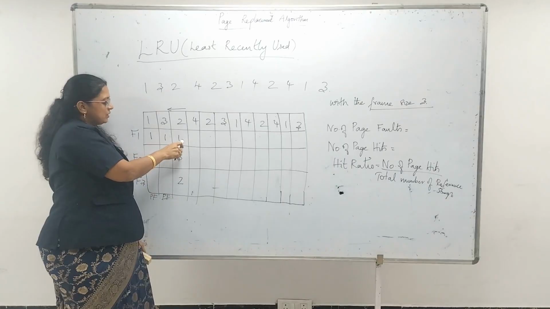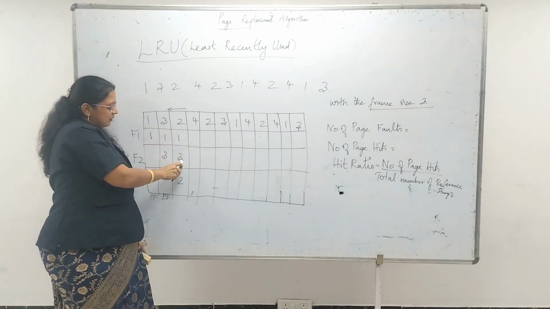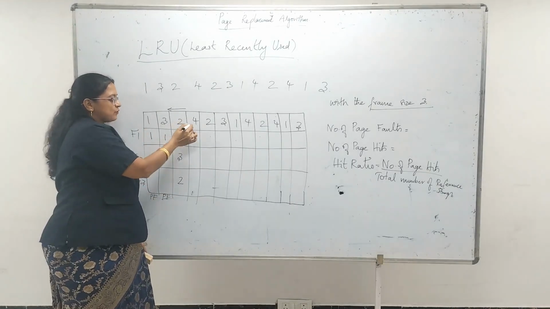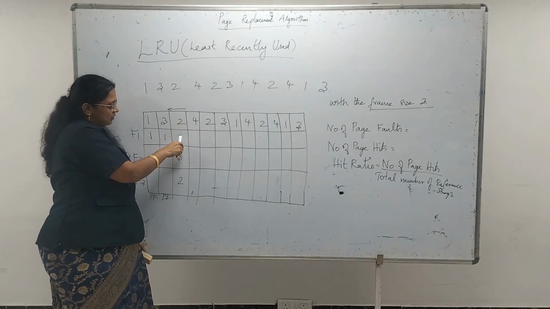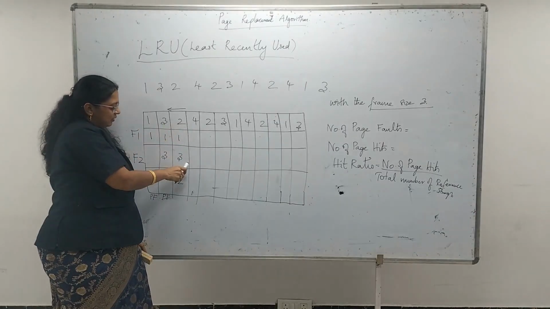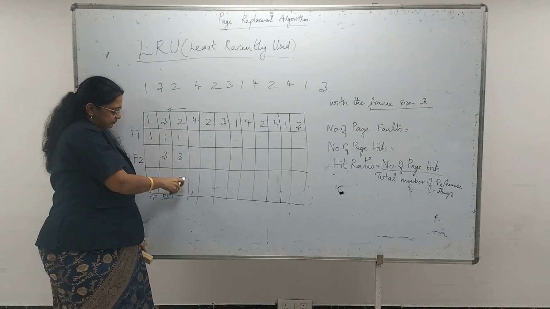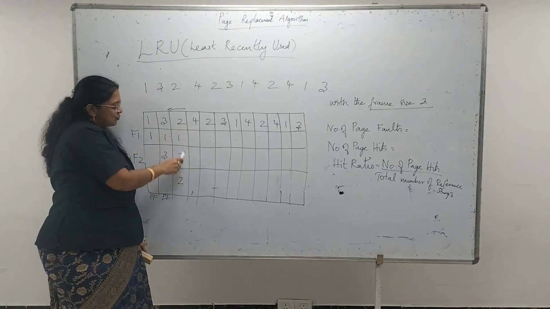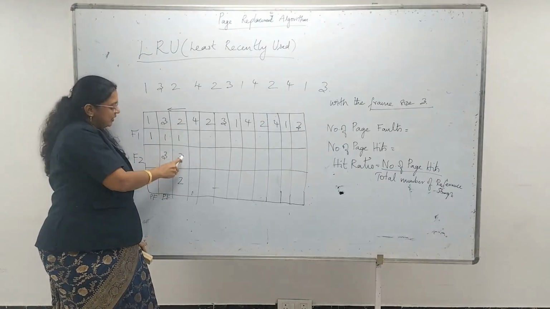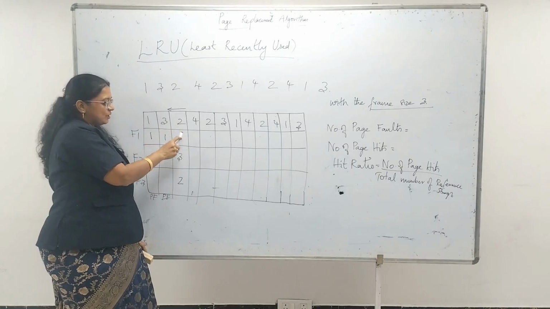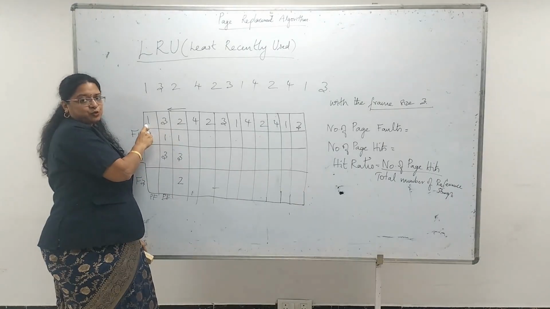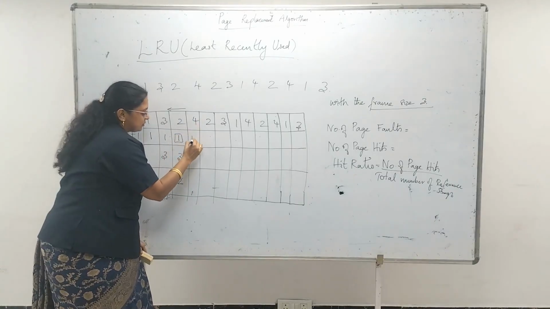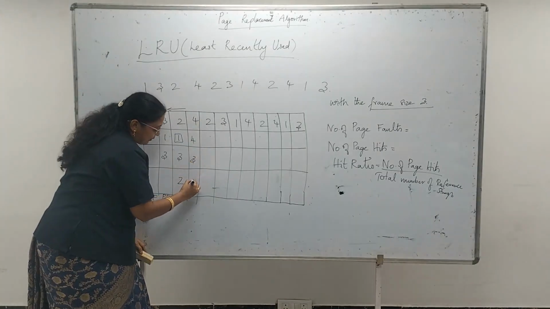Among this, 1 is least recently used. 1 is here, 3 and then 2. Which one is least recently used among this? 1, so 4 is going to go in here. So 3 is here and then 2. 2 is most recently used and then 3 is second most recently used. 1 is least recently used here. So you have to replace 1: 4, 3 and then 2.